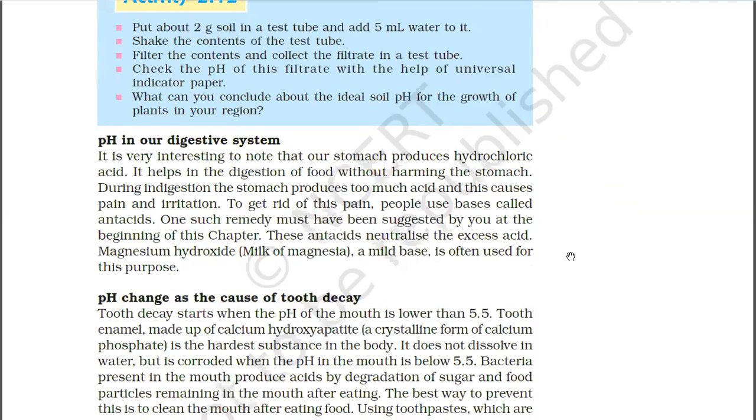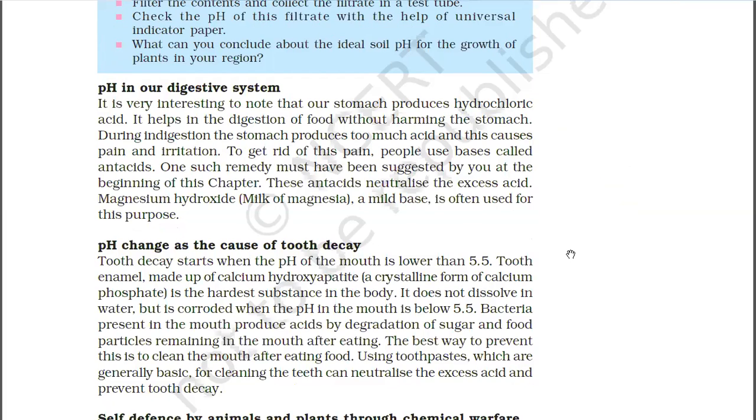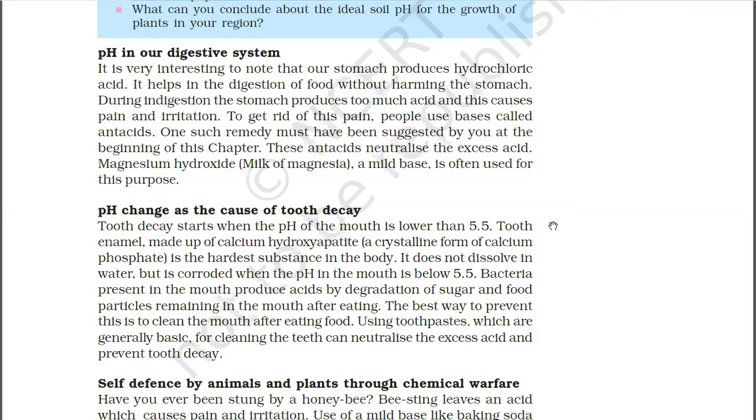pH in our digestive system. It is very interesting to know that our stomach produces hydrochloric acid. It helps in the digestion of food without harming the stomach. During indigestion, the stomach produces too much acid and this causes pain and irritation. To get rid of this pain, people use bases called antacids. One such remedy must have been suggested by you at the beginning of this chapter. These antacids neutralize the excess acid. Magnesium hydroxide, milk of magnesia, a mild base, is often used for this purpose.